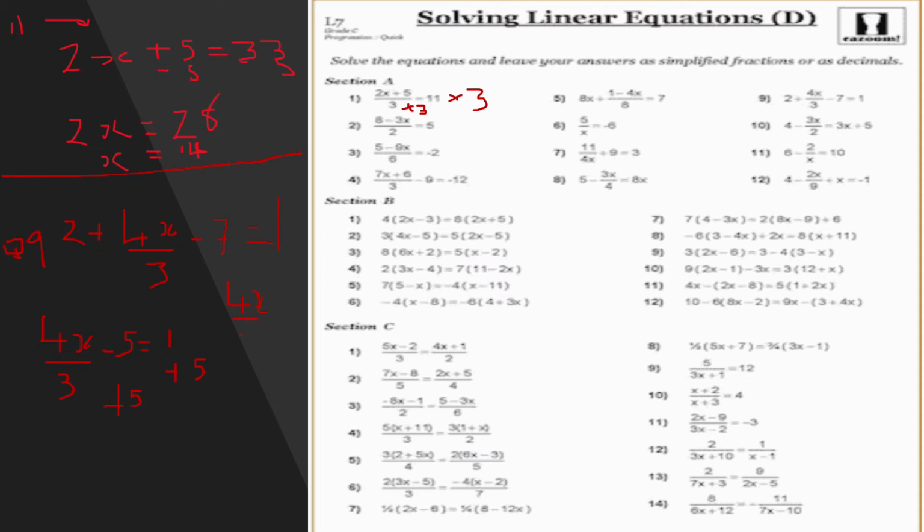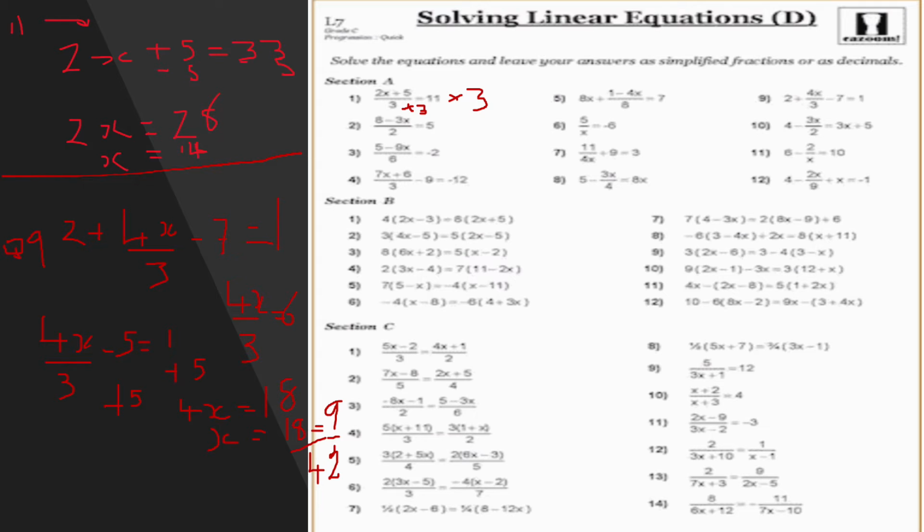Multiplying both sides by 3 to get rid of the fraction, I get 4x is equal to 18. Dividing both sides by 4, I get that x is equal to 18 quarters, which simplifies to 9 halves, or 4.5. Either way is going to be correct. Examiners will accept 18 quarters as part of the mark scheme, but I just like to simplify it where possible. So that's question number 9, guys.